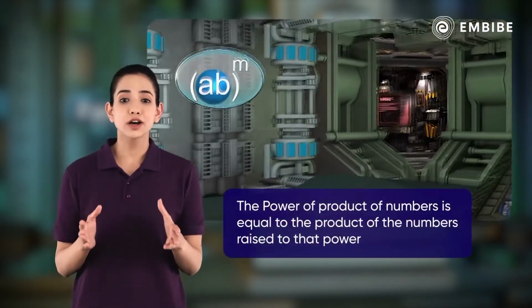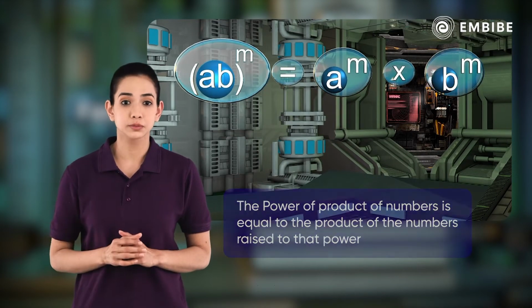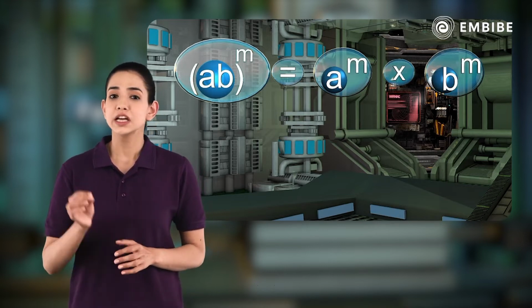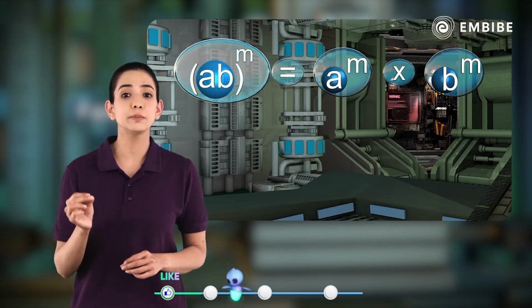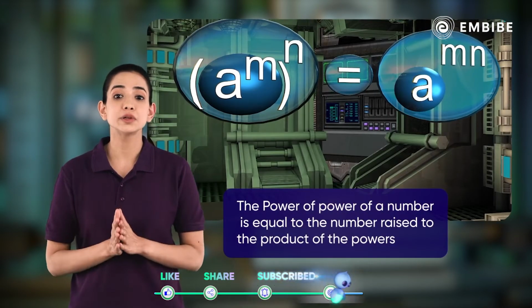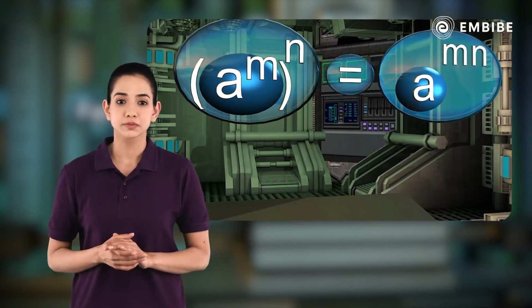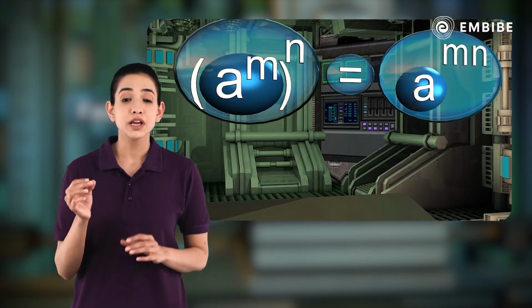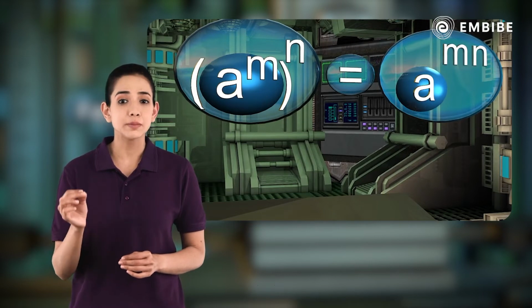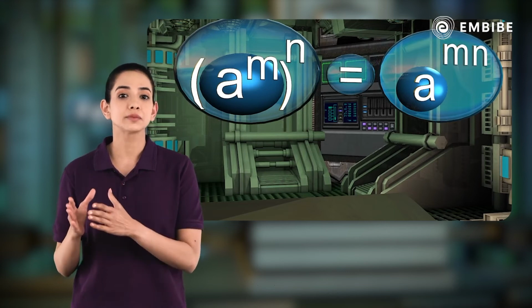The power of the product of numbers is equal to the product of the numbers raised to that power. (ab)^m is equal to a^m multiplied by b^m. The power of a number is equal to the number raised to the product of the powers. (a^m)^n is equal to a^(m×n), which is equal to a^(mn).